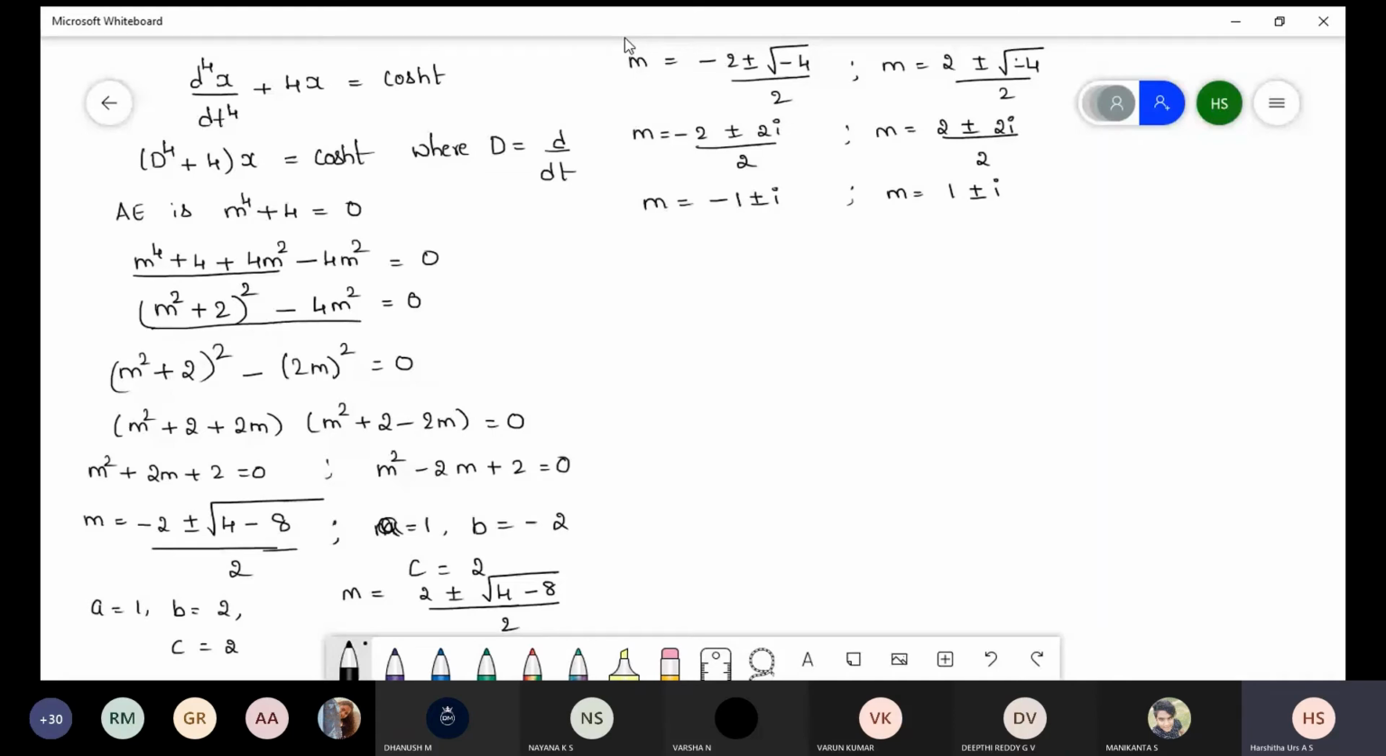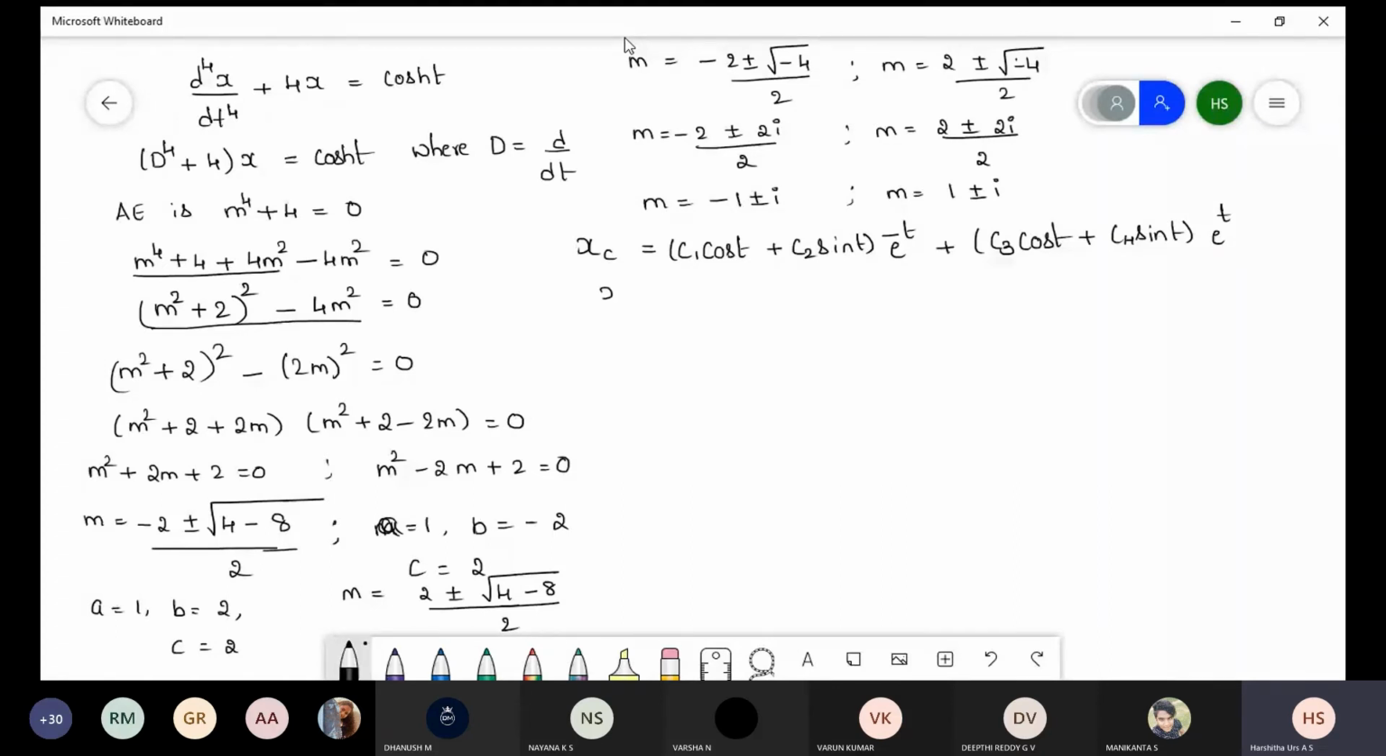Now in terms of x they have given, we have to write xc is equal to first root, c1 cos t plus c2 sin t. Here p value they have given minus 1, so e power minus t, plus c3 cos t plus c4 sin t into e power t. Here also p value is 1, so we get e power t.